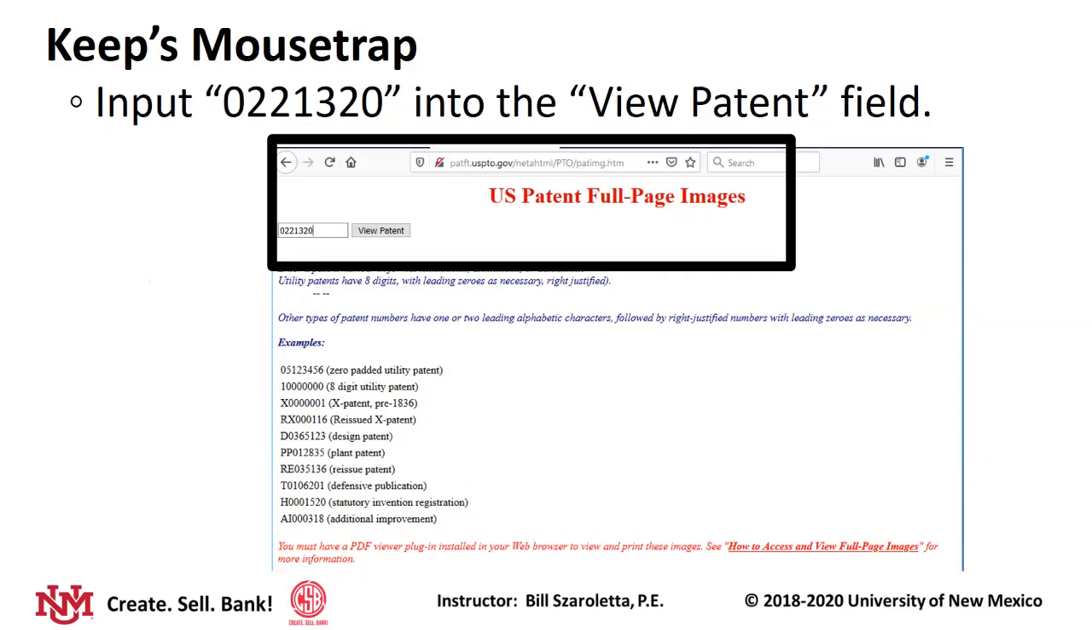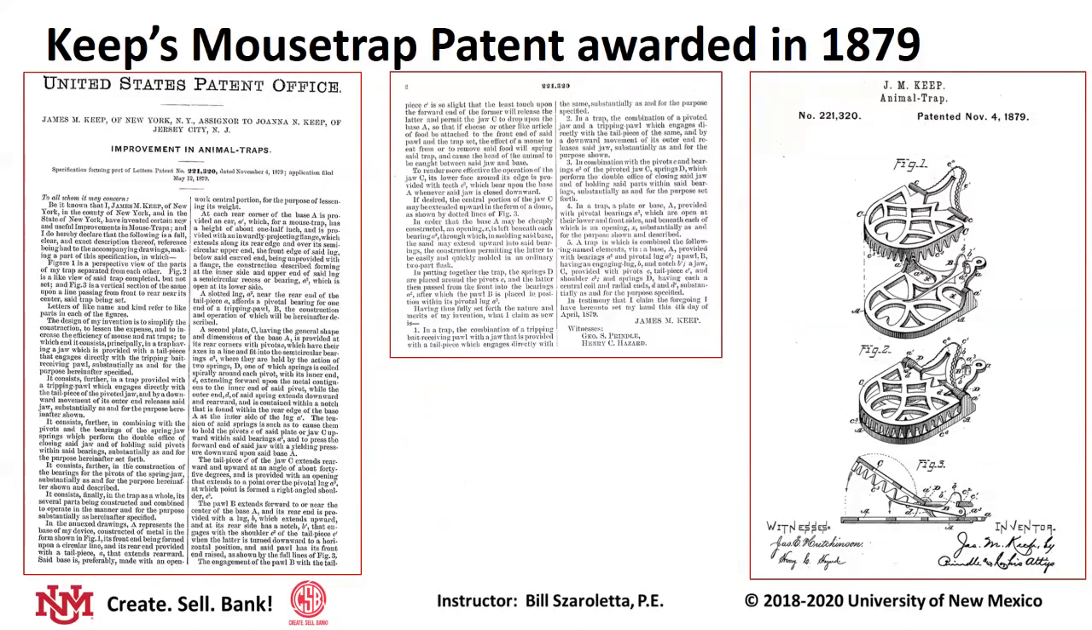And you can do US full patents where you type in the 0221-320. Now you have to put in that leading zero because you have to have 7 numeric characters there, and see what you get. There it is, a 3-page patent. And it's cool. Look at that image. And there's the write-up of that.